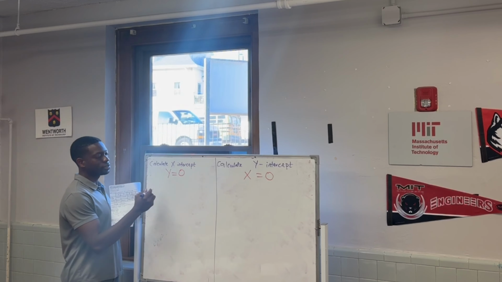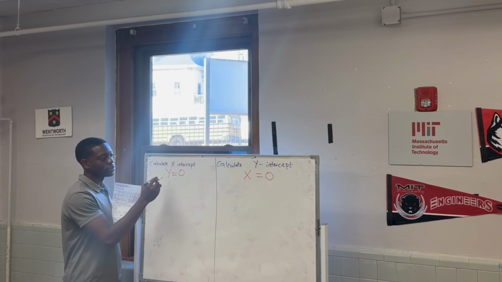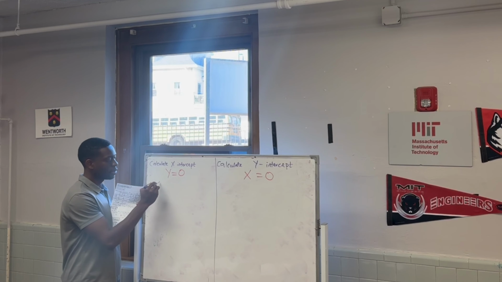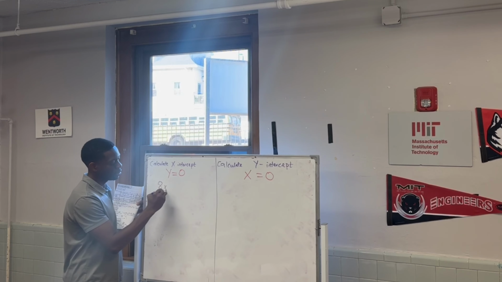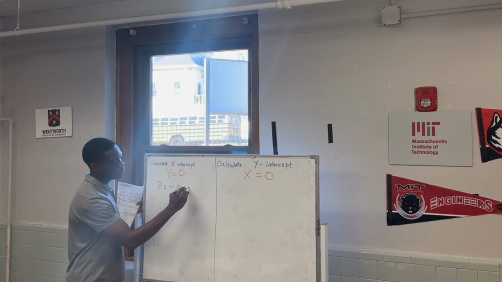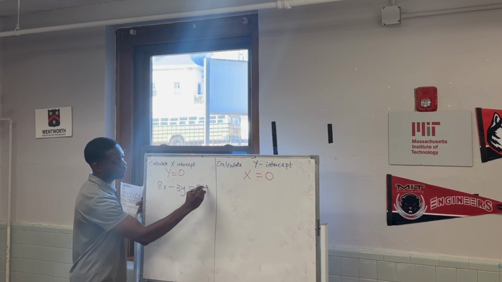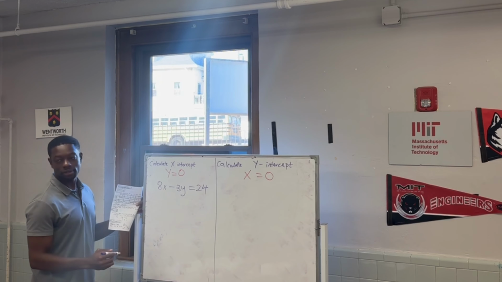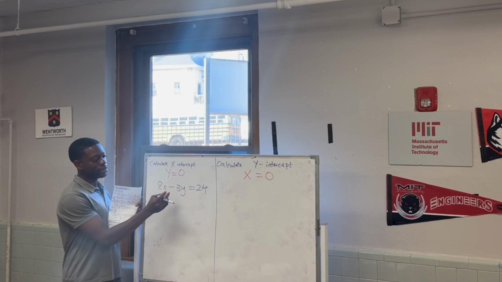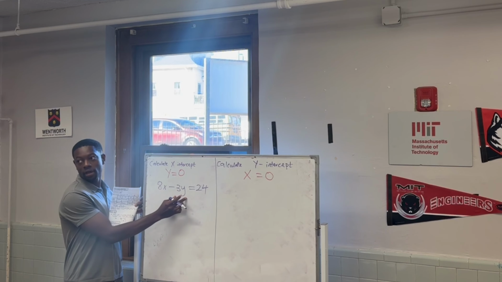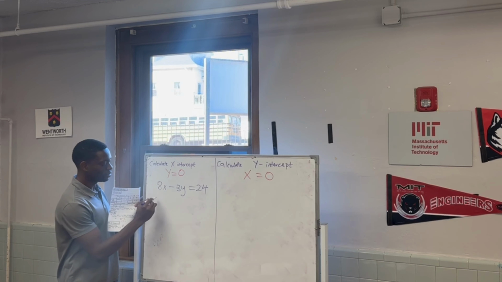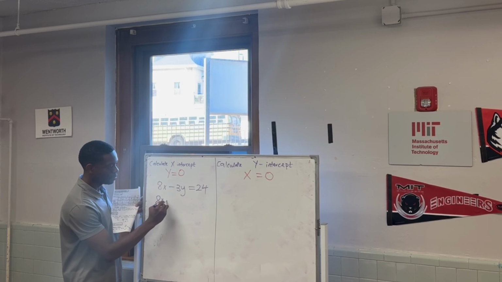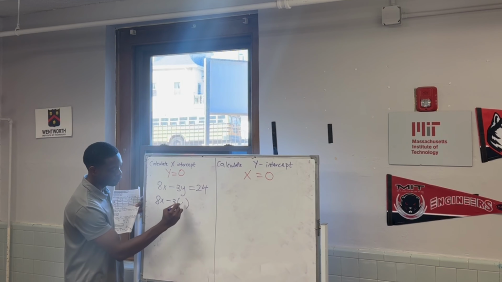Somebody tell me, what's the equation? Somebody read it for me. What is it? 8x minus 3y equals what? 24, right? So basically, everywhere I see y, I'm going to replace it with 0. So this is going to be 8x minus 3 times 0 equals 24.